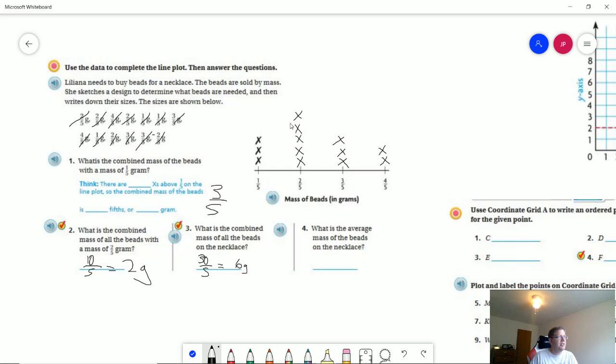And we have 3, 5, 8, 11, 13 necklaces. So we could say that we could do 6 divided by 13 to find the average mass, which means we can write that division problem as a fraction. And so 6/13 of a gram would be the average mass.